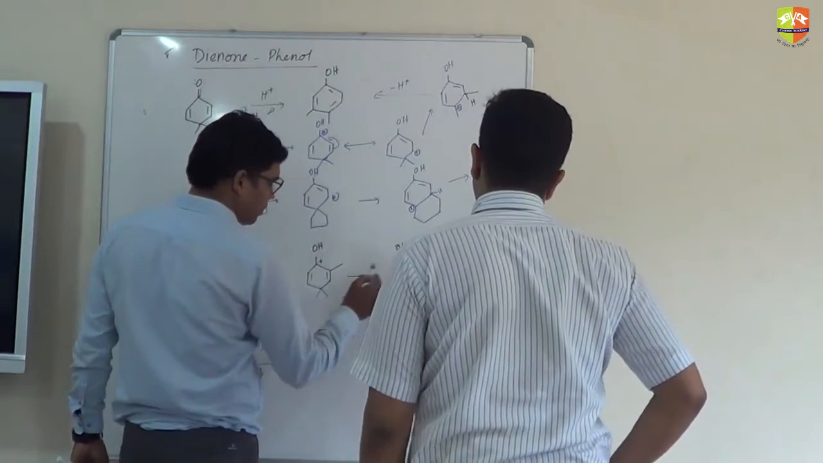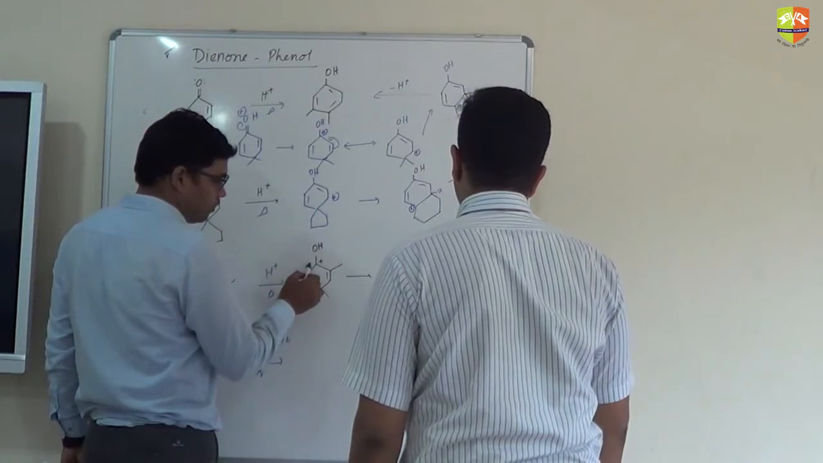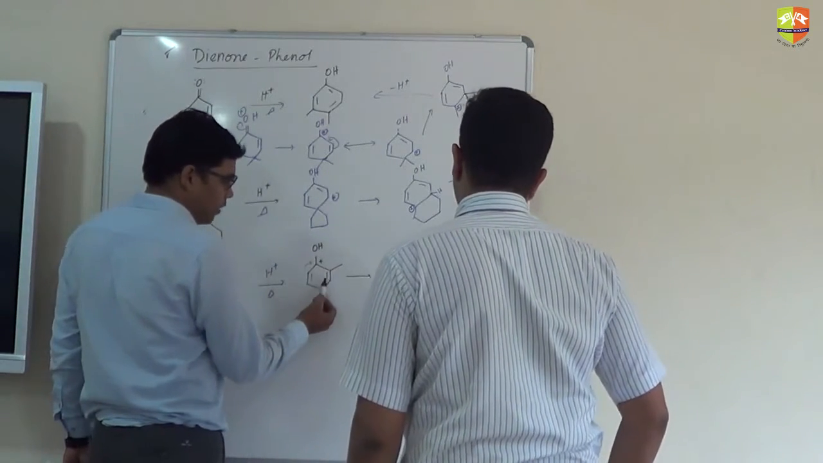For a para cation, it is more stabilized by hyperconjugation at the ortho positions. This side, if you draw, right? You get a positive charge here, and here you get the positive charge here.